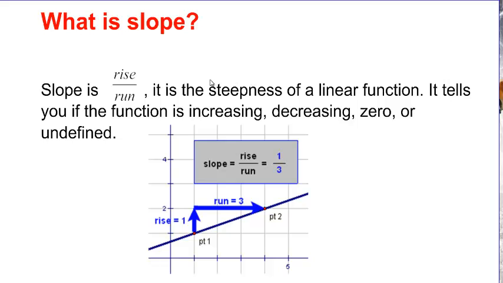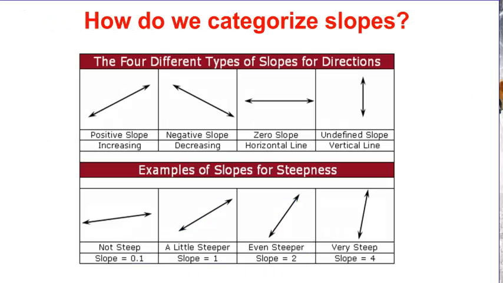But for right now, you just need to understand that it tells us the steepness of a line and whether that line is increasing, decreasing, zero, or undefined. When we look at slope, we tend to categorize them. We categorize them based on increasing, decreasing, zero, or undefined.